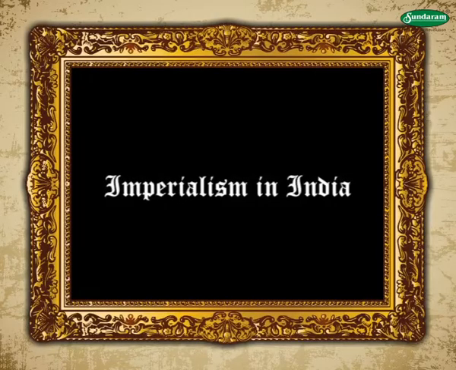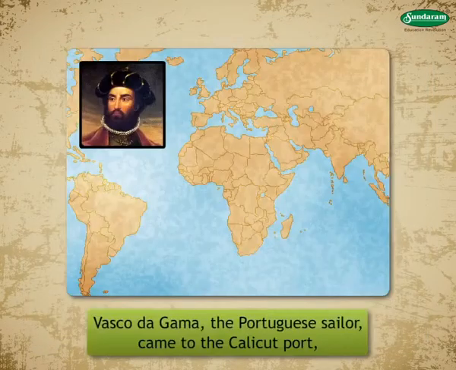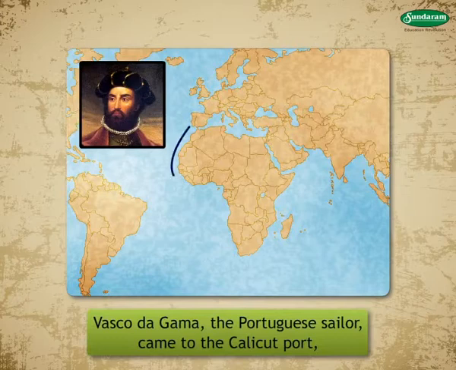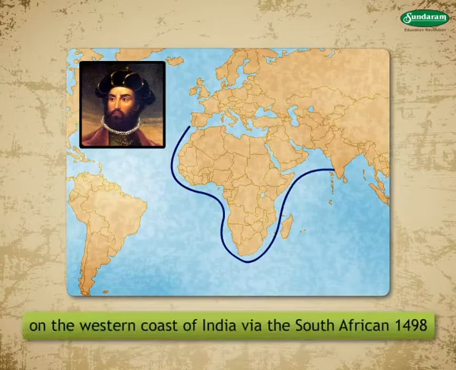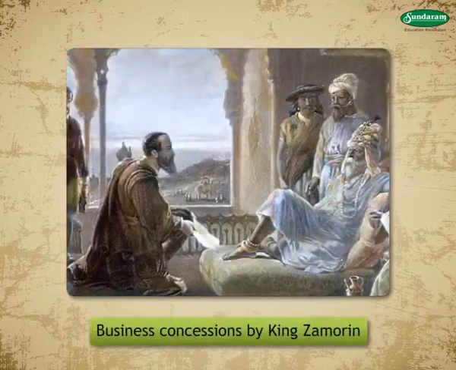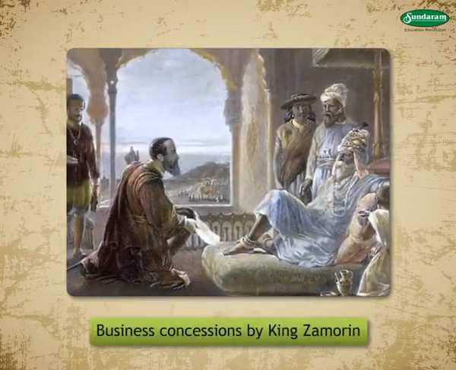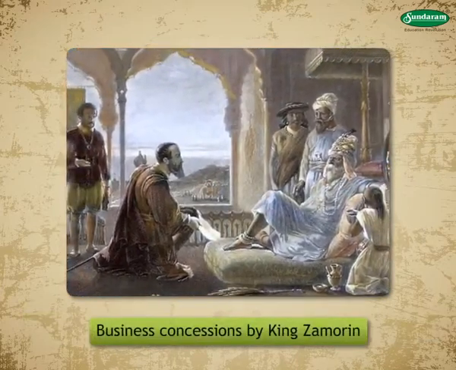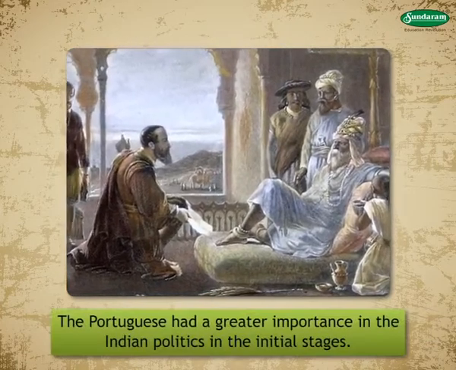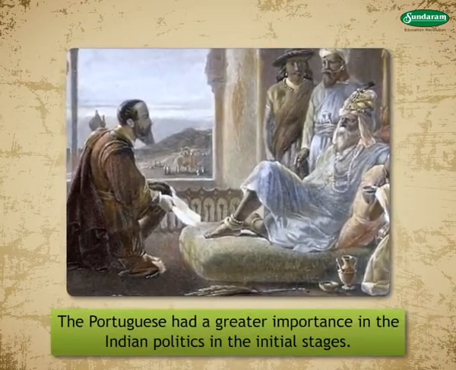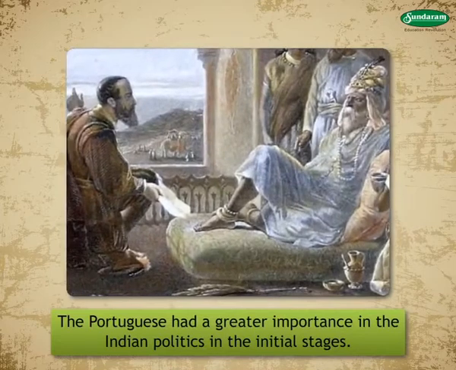Imperialism in India. The Portuguese. Vasco da Gama, the Portuguese sailor, came to the Calicut port on the western coast of India via the South African peninsula in the year 1498. Vasco da Gama was allowed business concessions by King Zamorin. The Portuguese had a greater importance in Indian politics in the initial stages.